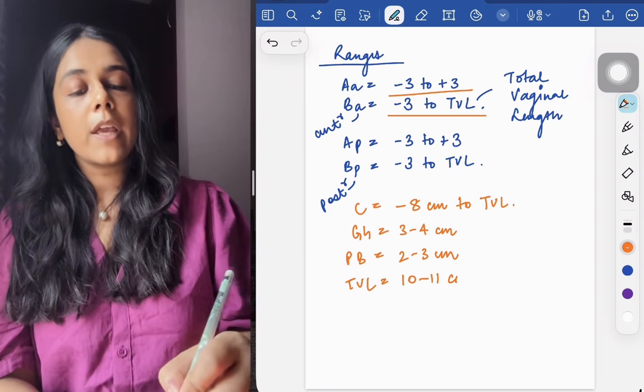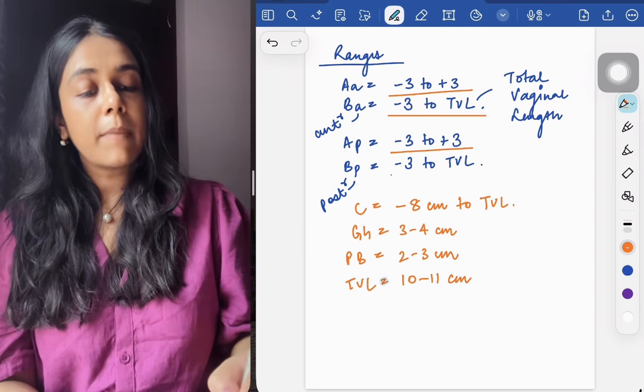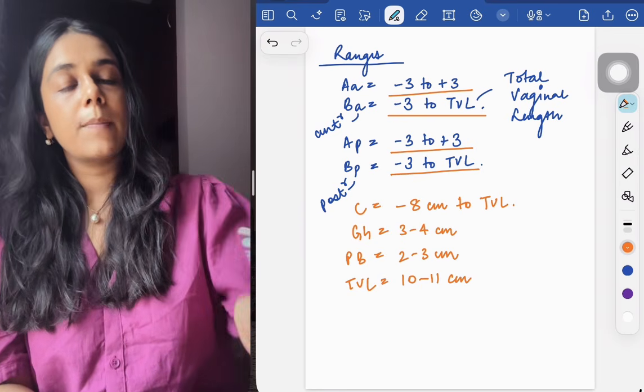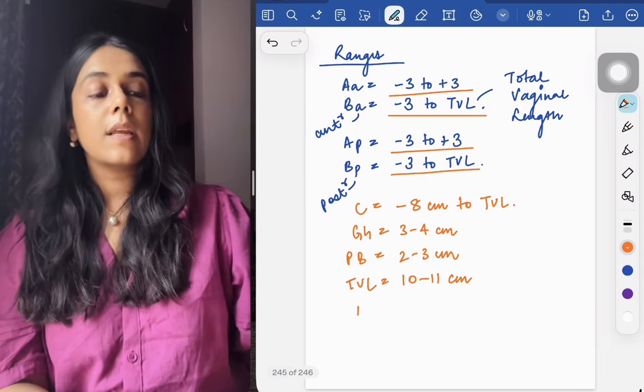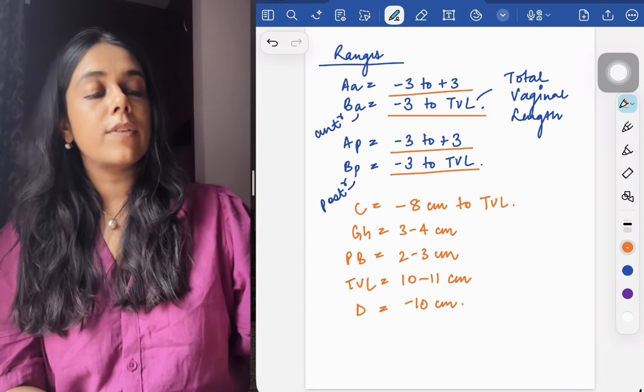AP similar to AA, -3 to +3. BP similar to BA, -3 to TVL. And D point, usually it is -10. In a hysterectomized patient, it is not there, and it can also go till TVL.